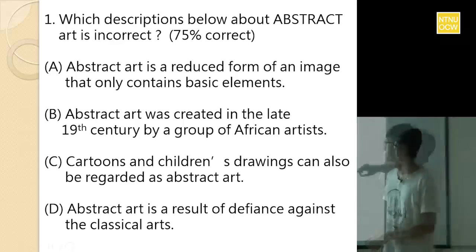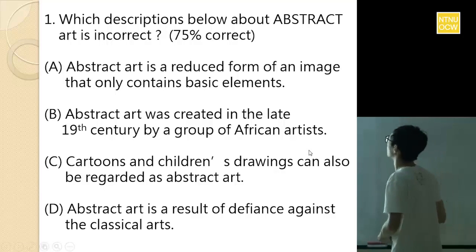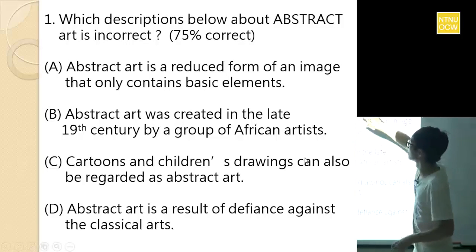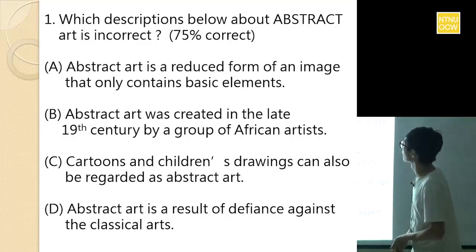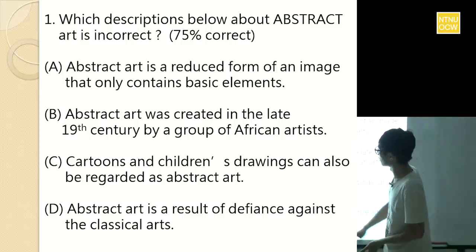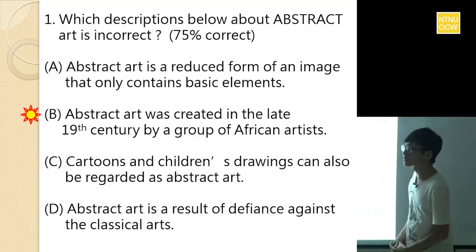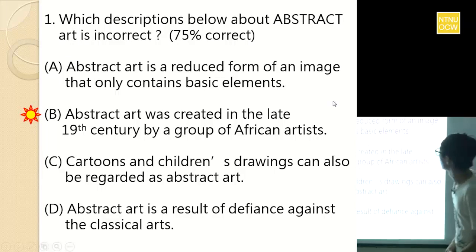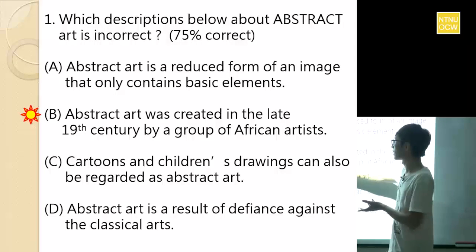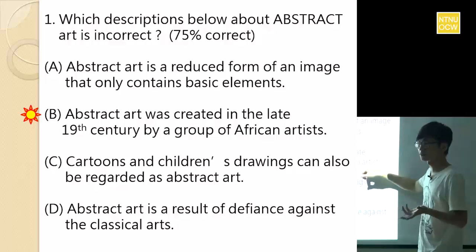And the preview questions. The first one was, which description below about abstract art is incorrect? This one is 75% correct. The answer was B. Abstract art, what's wrong with B? Abstract art is created in the late 19th century. Yeah, good. It is right, but how come it didn't come from Africa, right? Remember?